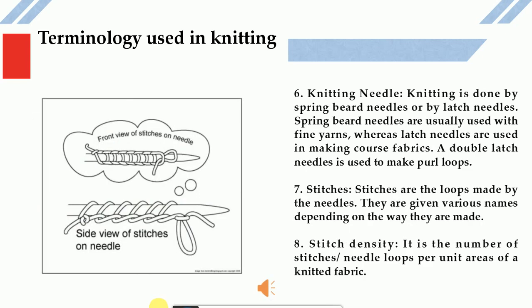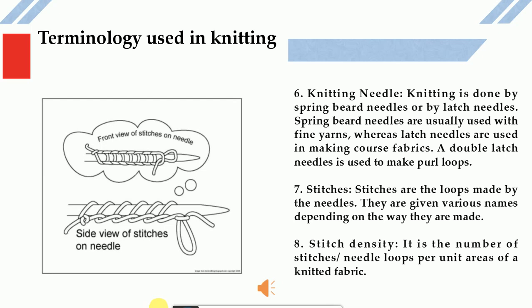6. Knitting needle. Knitting is done by spring-beard needles or by latch needles. Spring-beard needles are usually used with fine yarns, whereas latch needles are used in making coarse fabrics. A double latch needle is used to make purl loops.